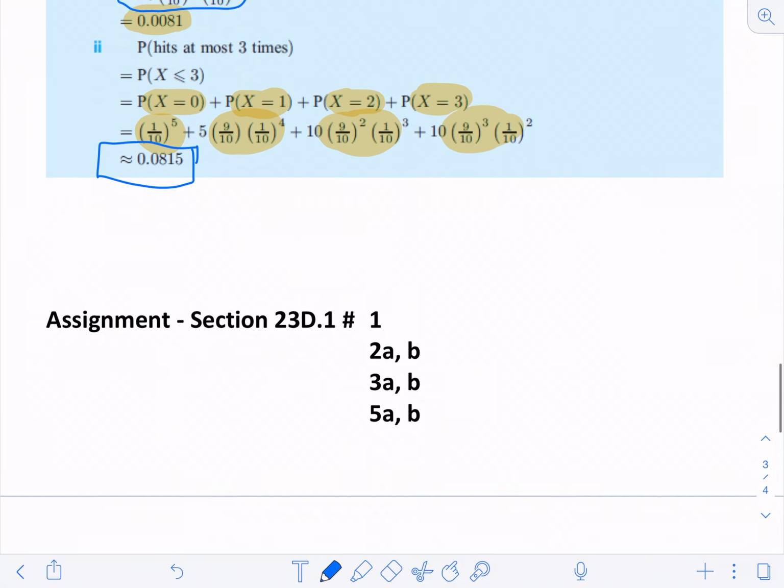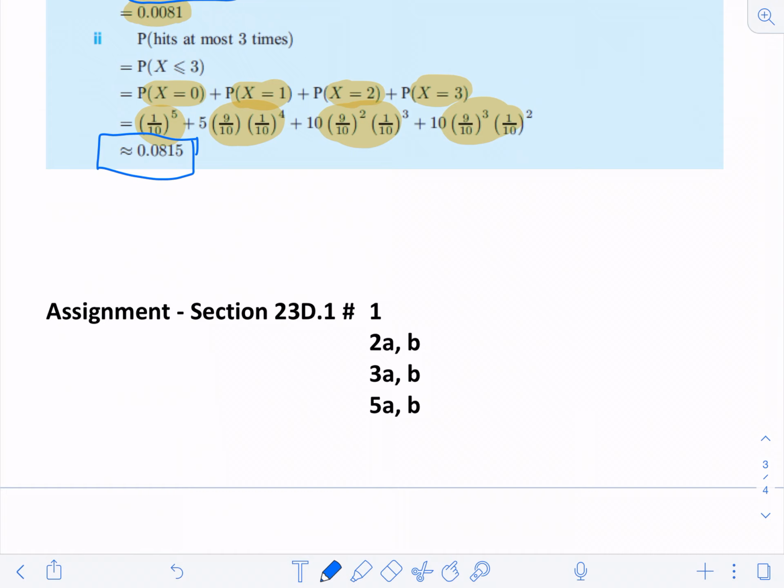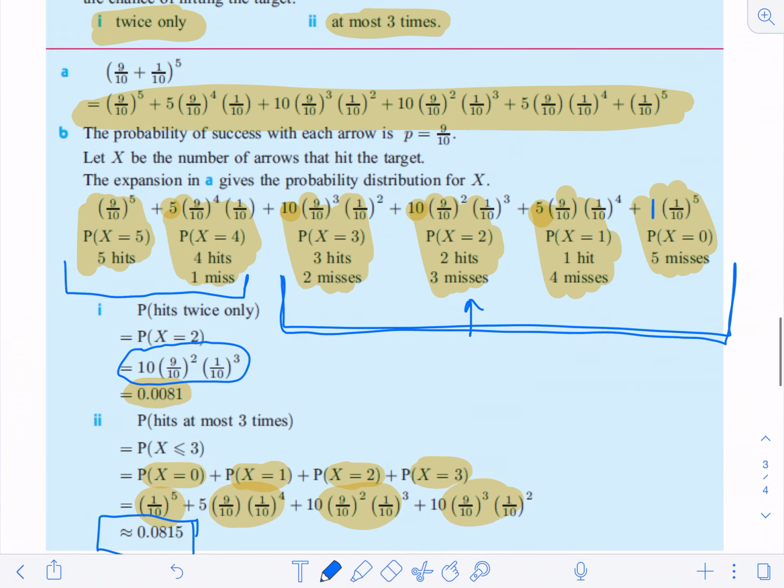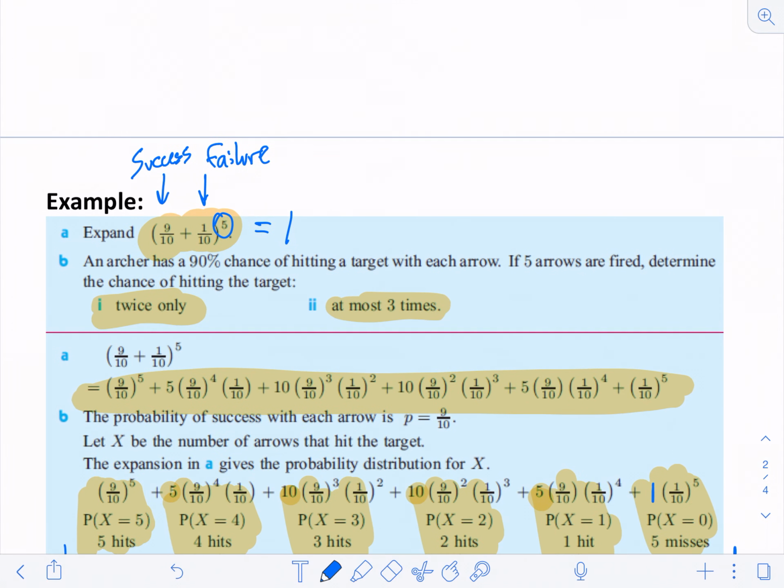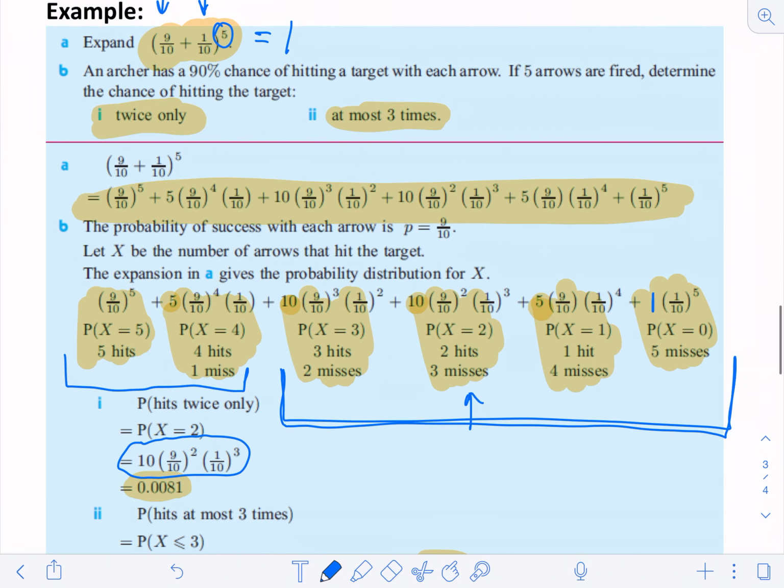And that's it. So I want you to try these. Check out numbers 1, 2, 3, and 5. Same idea. You're going to need to do some binomial expansions based on these probabilities. So use the format that we just talked about. Remember, it's the success plus the failure, the 2 probabilities, raised to the power of how many different experiments or iterations or spins or shots, whatever it is I'm taking, flips, as we go through.